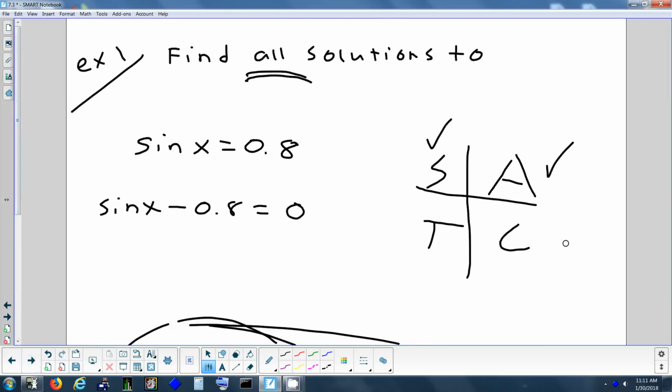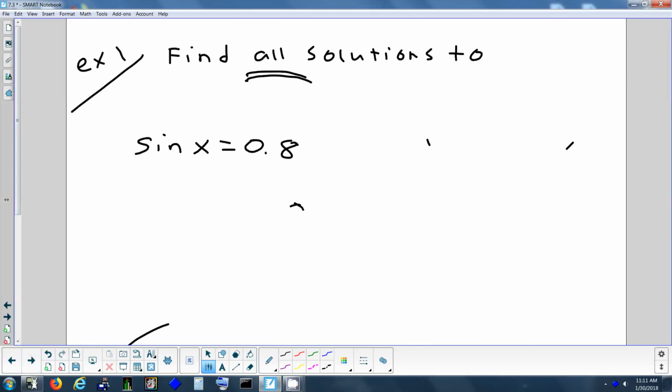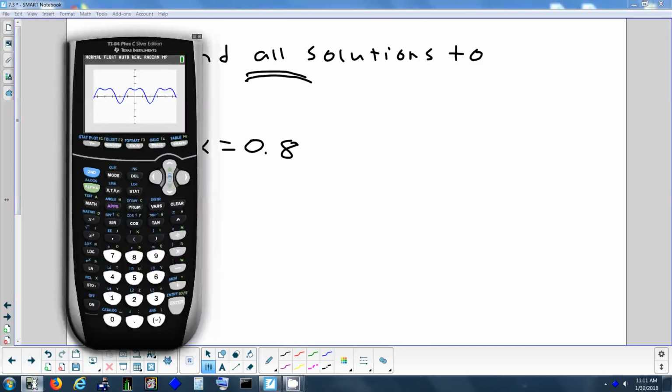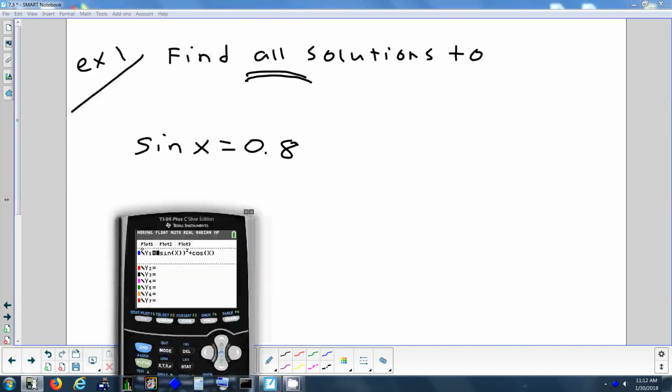All right, so any questions on how you would solve something like this? Anyone want me to go through that ASTC thing one more time? Maybe a little bit? Can we just do it graphically? Yeah, we can just do this one graphically. Do you have to use the ASTC? No, not on this one, because we're going to focus on graphing.